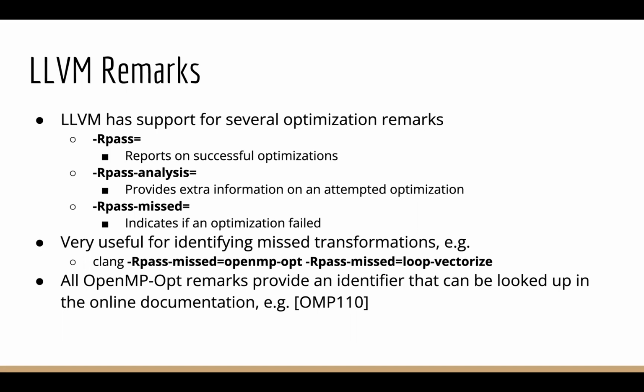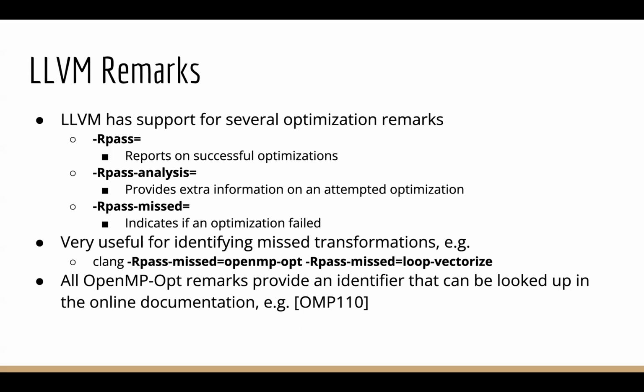We have -Rpass-analysis, which will typically provide some extra information on why or why not a certain optimization was or wasn't done. This one is typically used if you're trying to identify why an optimization that you expected to happen didn't. And then -Rpass-missed simply indicates that an optimization failed or wasn't applied because it was deemed too expensive. This is very useful for identifying missed transformations in your application.